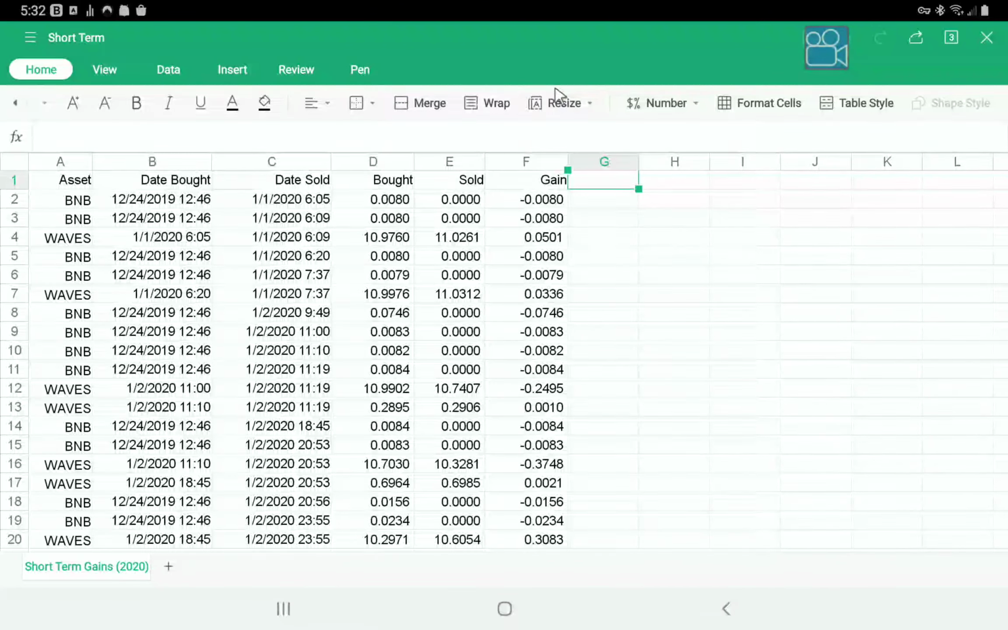So as you can see in my spreadsheet, I've got the asset, the date it was bought, the date it was sold, the price it was bought at, the price it was sold at, and whether or not I gained or lost in that asset. Now these values are in USD, since that is my preferred currency. BNB I typically reserved for fees and didn't really trade it. So you'll see a lot of BNB as losses because they paid for the fees of my exchange.